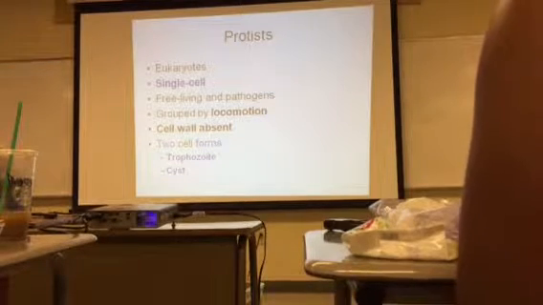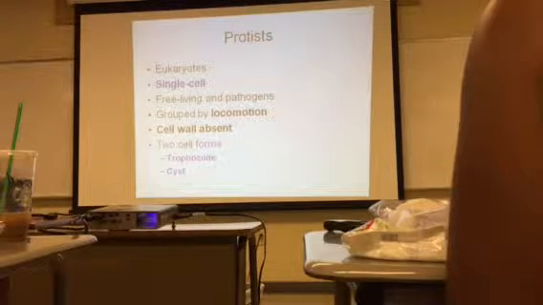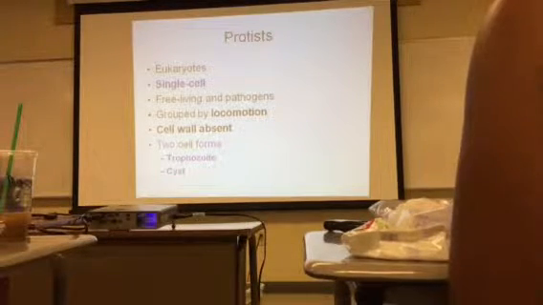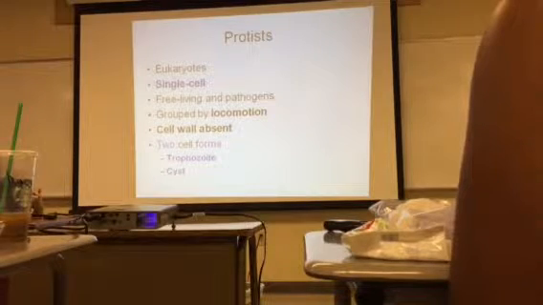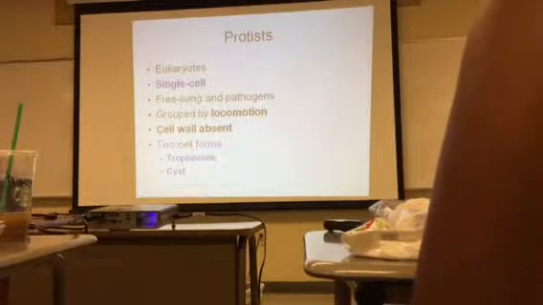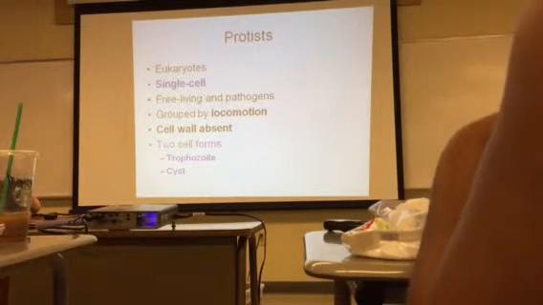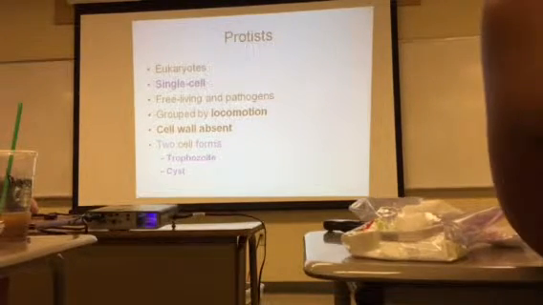So, protists are eukaryotic cells. They're single cells. They can be free-living, or they can be pathogens. If they're pathogens, they're going to be living in your body. Free-living, we can find protozoa, or protists, of which protozoa is one, in the water at any time. They're grouped by their locomotion. A cell wall is absent. They have two cell forms.